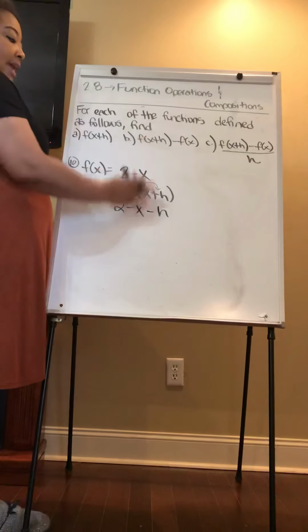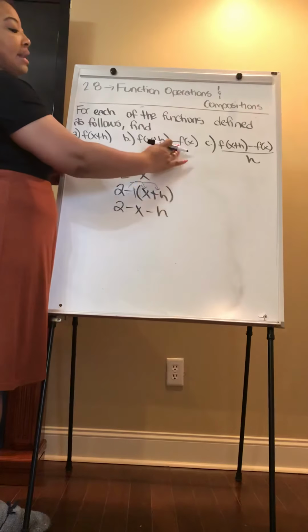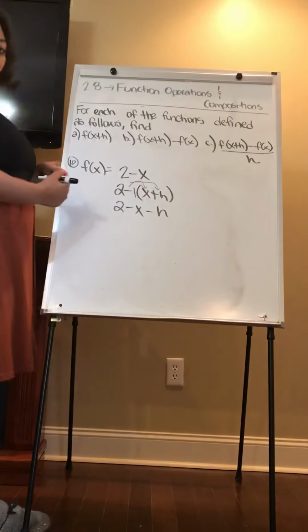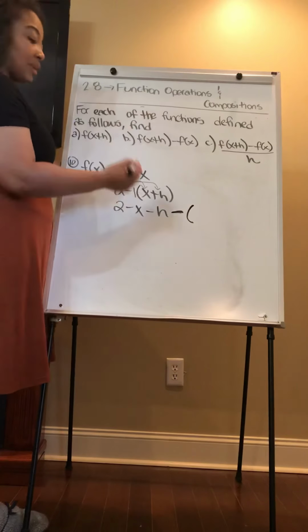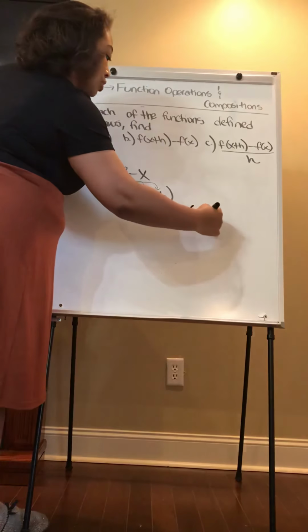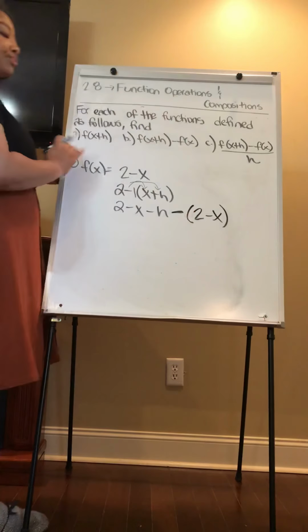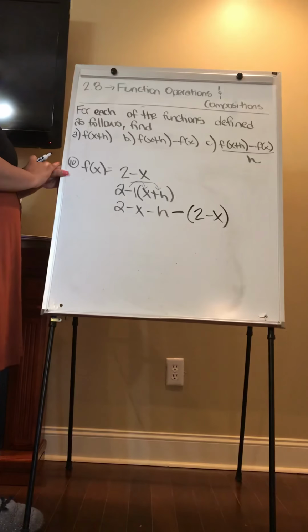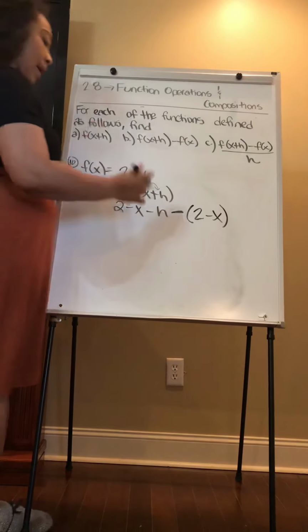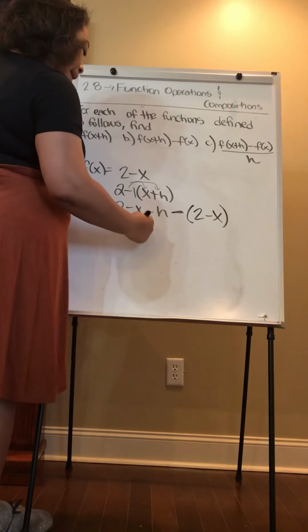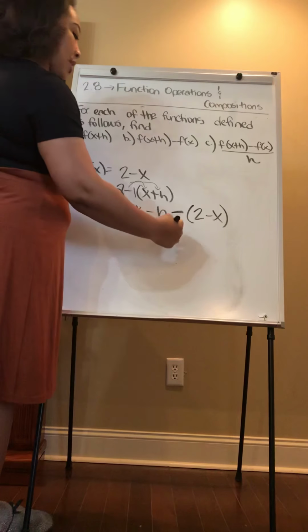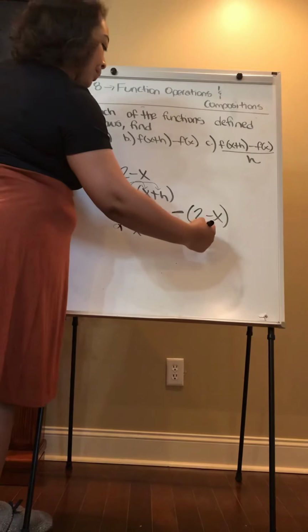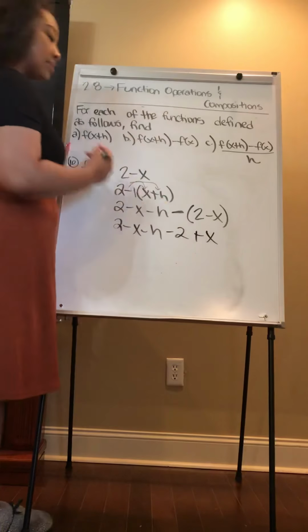Now, B says take what you just did for A, now subtract the original. So I'm going to subtract, and I'm going to put it in parentheses because it's more than one term. 2 minus x. And again, that's going to require me to do distributive property. So I bring down the 2 minus x minus h, and I'm going to distribute, and that gives me a negative 2 and a positive x.